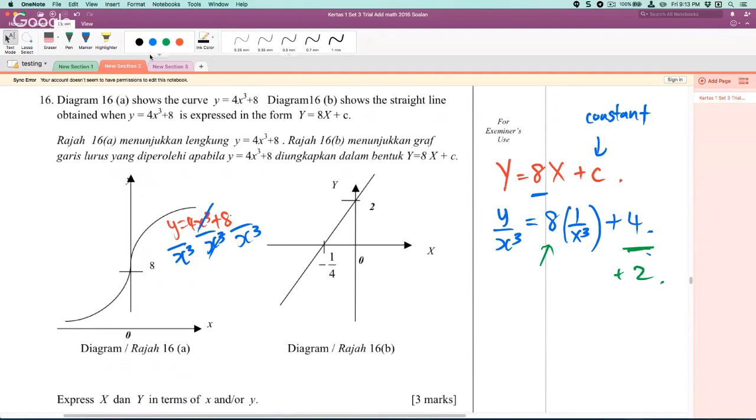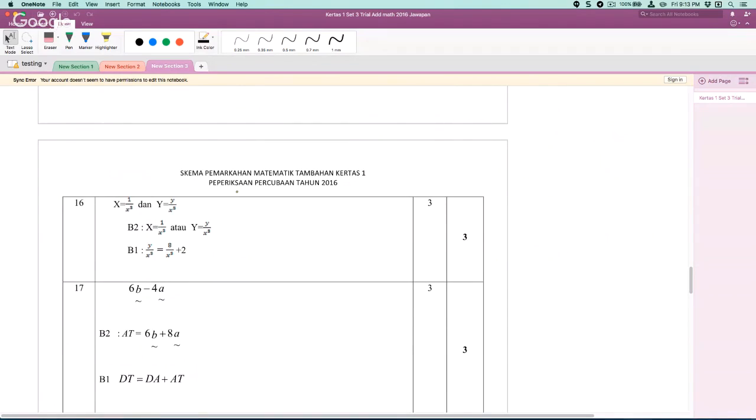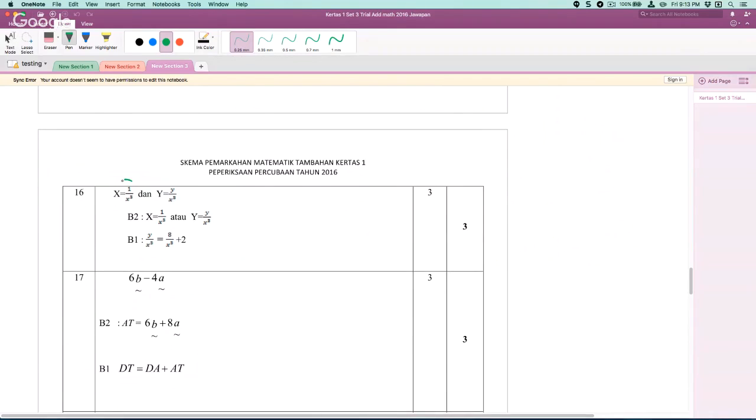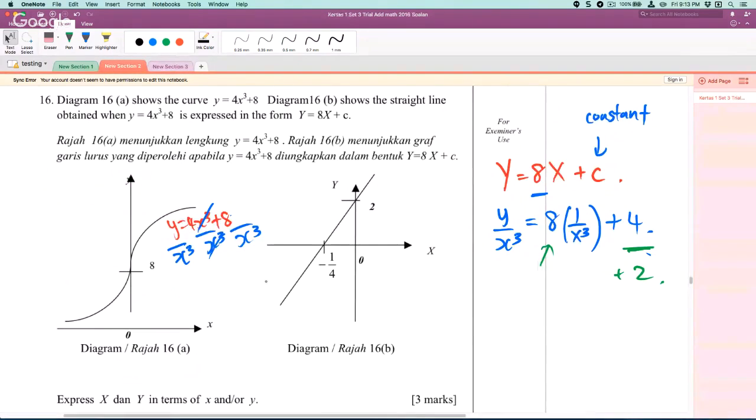Even when I checked, the marking scheme just ignores it. It said x equals 1 over x cubed. This is what I got. y equals y over x cubed is what I got also. But then they actually get something like plus 2. So I guess there's something wrong with the question here. There's no way you can do it like this, unless this one and this one are ratios, then it's correct. So this is my final answer. This one should be the correct one.